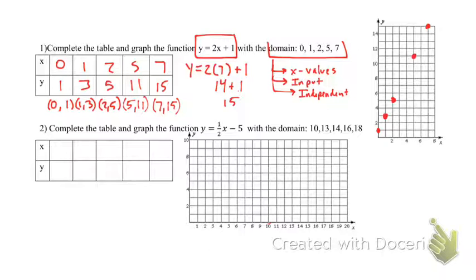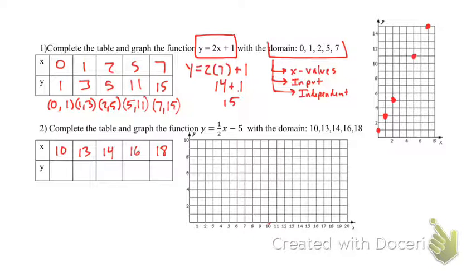Let's do number two. So I'm going to go a little faster here. I'm going to put in my x values of 10, 13, 14, 16, and 18 here.